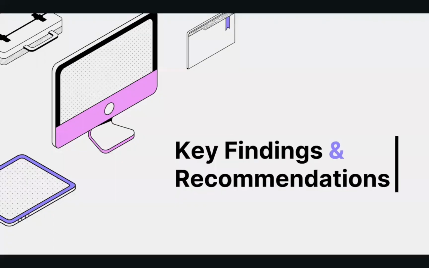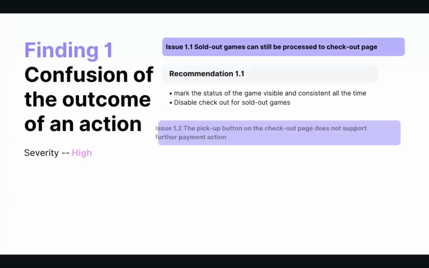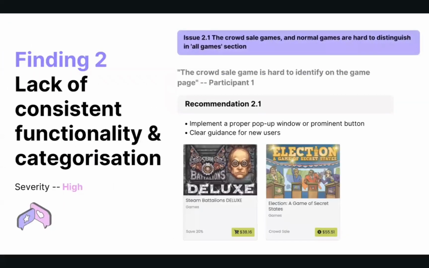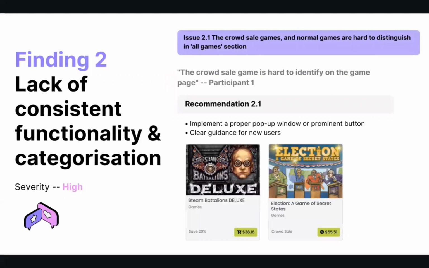Now let's discuss the key findings and recommendations from our study. Finding 1, confusion of the outcome of an action. Issue 1, sold out games can still be processed to the checkout page. The status of the game should be visible and consistent all the time, and sold out games shouldn't be able to check out. Issue 2, the pickup button on the checkout page does not support further payment action. This is a bug actually. The website should implement a proper pop-up window or prominent button, and it can implement a clear guidance for new users.